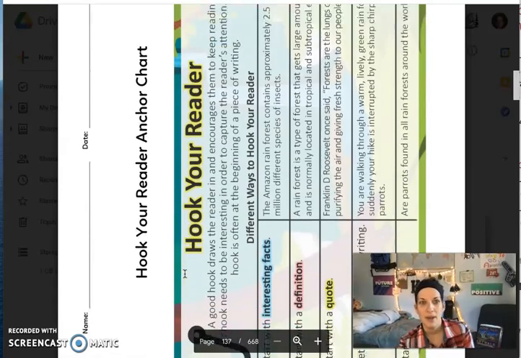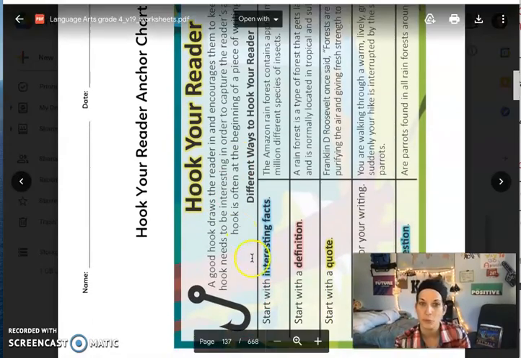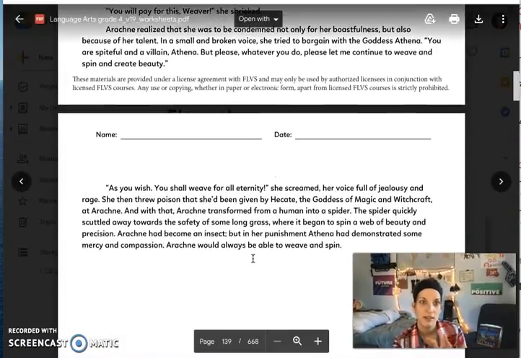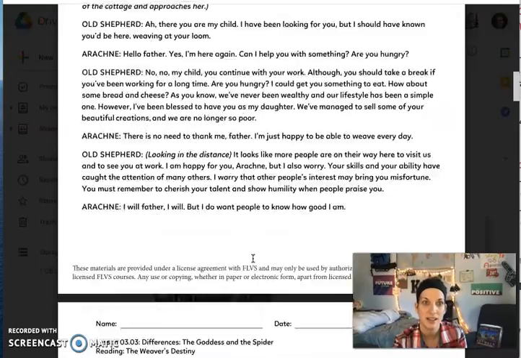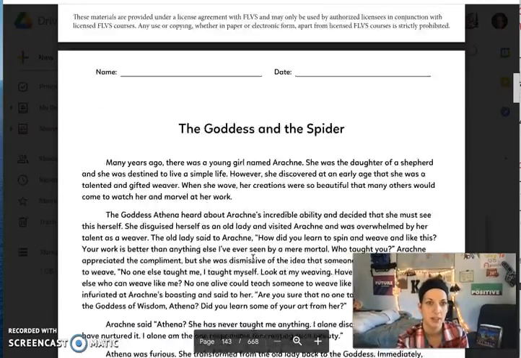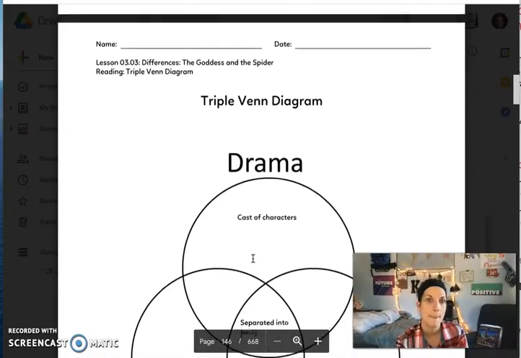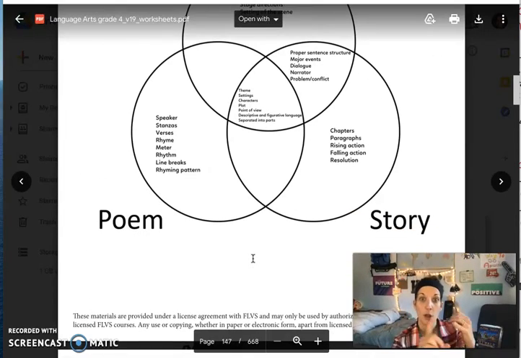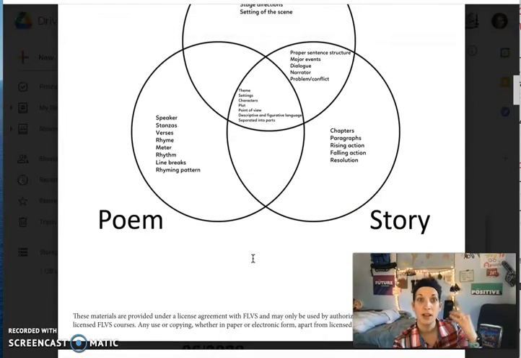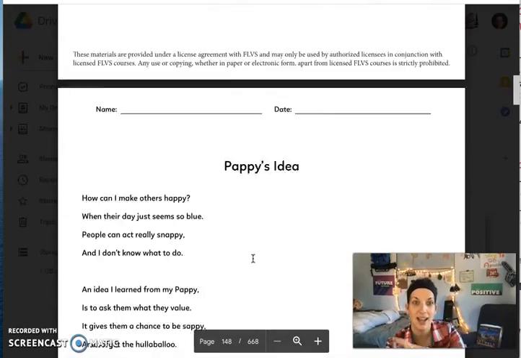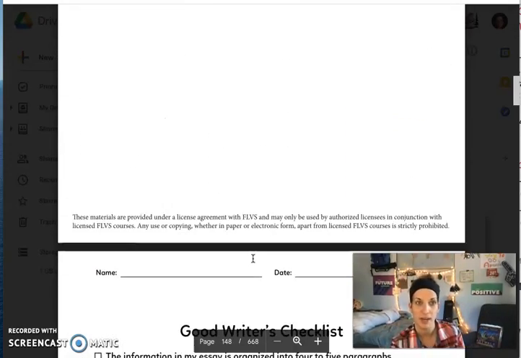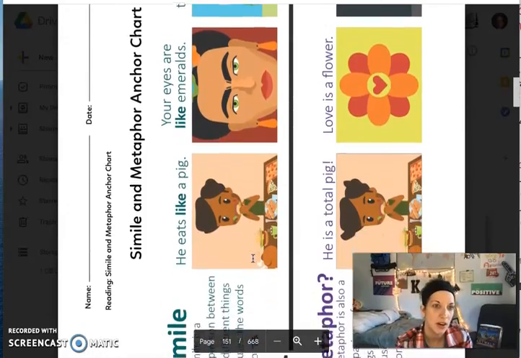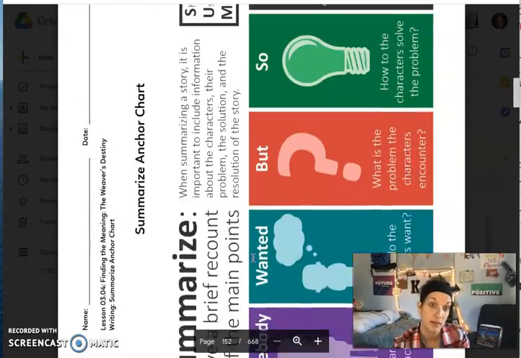Okay, you are going to practice writing good hooks. All right, you are going to read some different types of texts. And you are going to be comparing the poem, a story, a play, and nonfiction all on the same topic. How are they the same? How are they different? Okay? So these are all the things that you're going to see in Module 3.